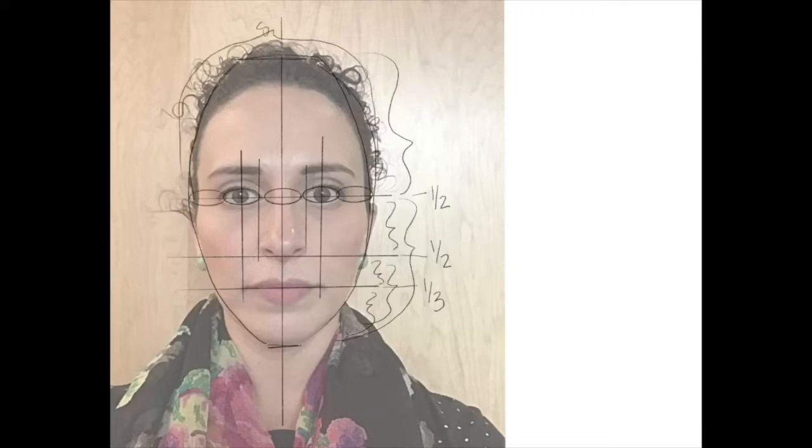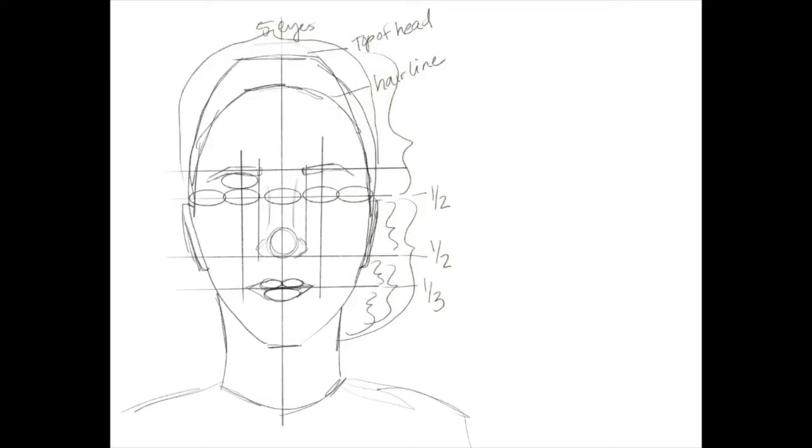You can see that from the top of my head to the bottom of my chin, my eyes are about halfway, my nose is halfway between my eyes and my chin, and my mouth is about 1/3 of the way down from my nose. My eyes are one eye width apart and also one eye width from the side. My eyebrows are one eye length above. And then I have a hairline.